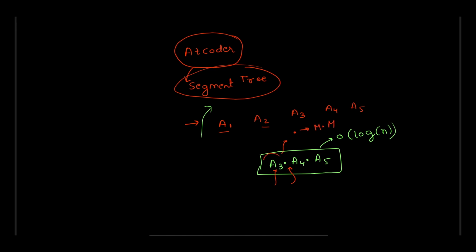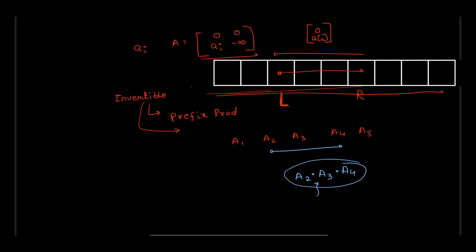And in our case, this A3 would mean a 2 cross 2 matrix. So all you have to do is tell it how you want to define A dot B. You define what you actually mean by A dot B, and then you define your identity element, and then you are done. So with AtCoder's segment tree library, you just have to define n matrices, and the ith matrix would be this.